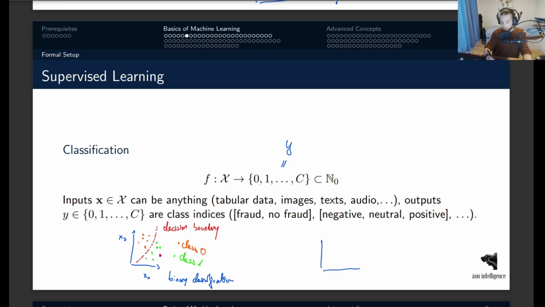We may also have the situation where we have more than two classes. And such a situation where we have more than two classes, we call a multi-class classification.